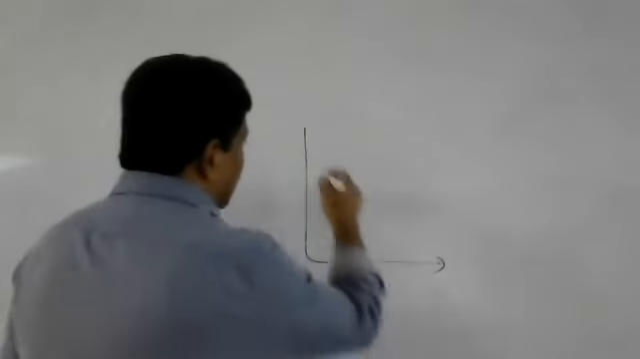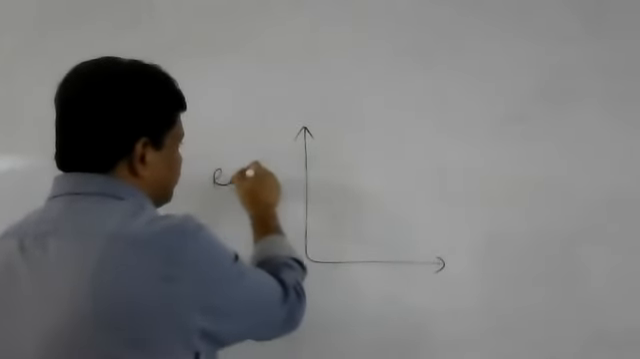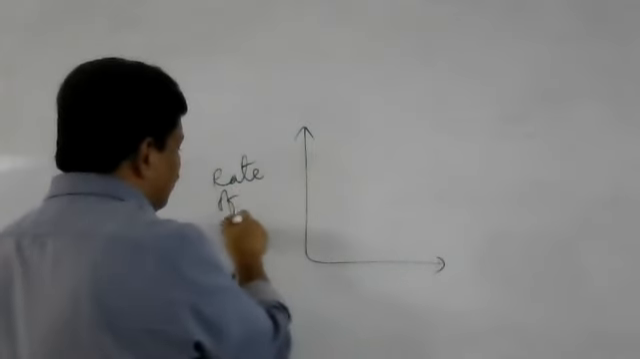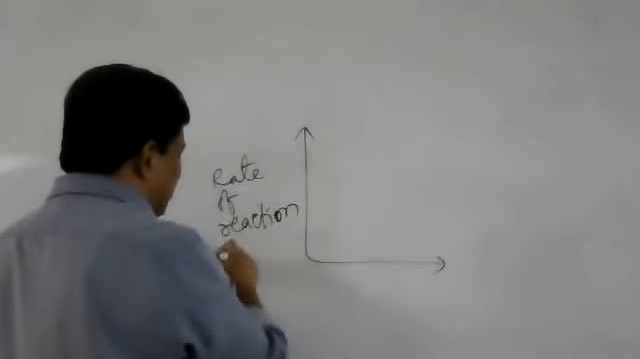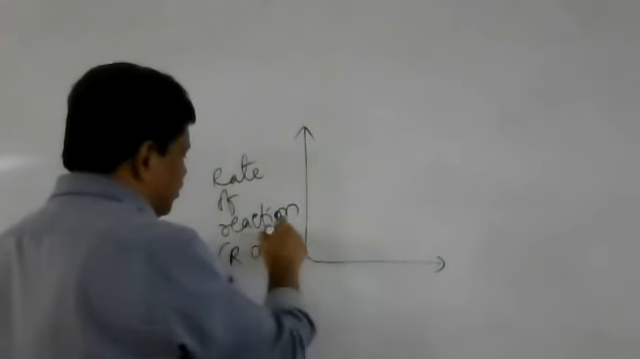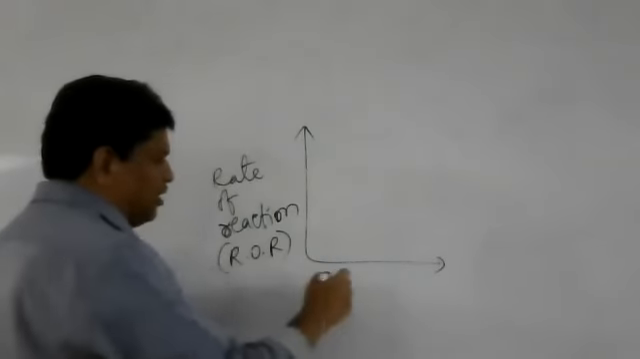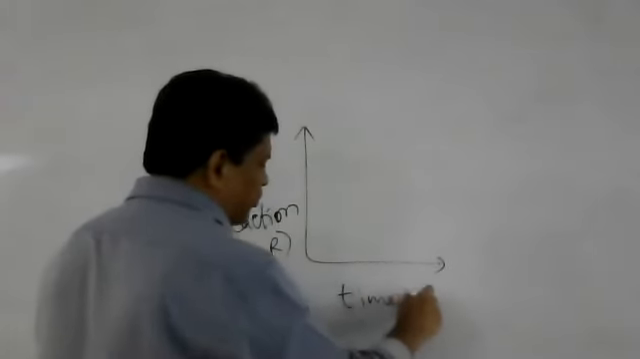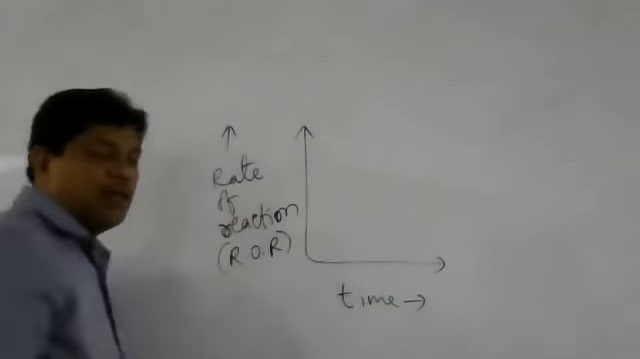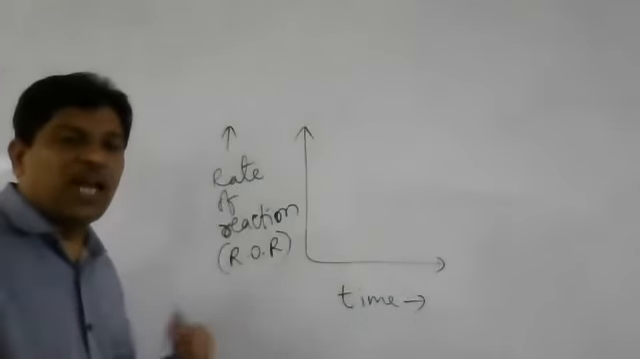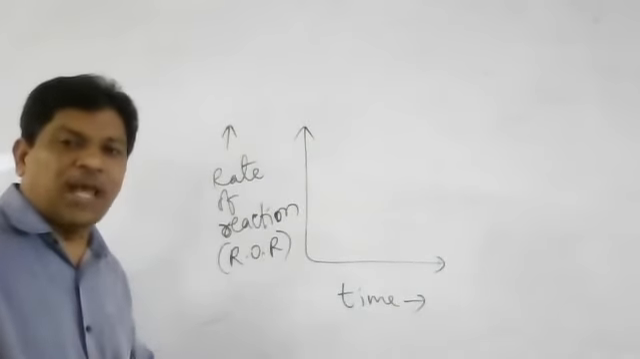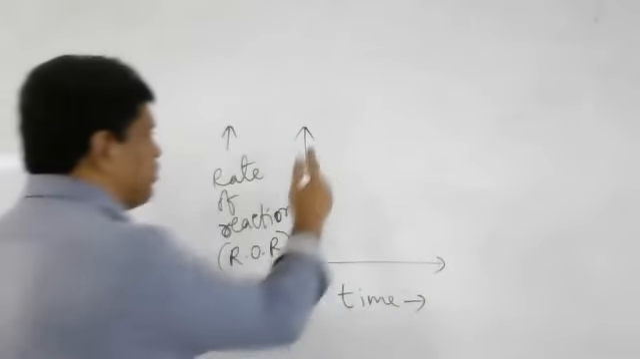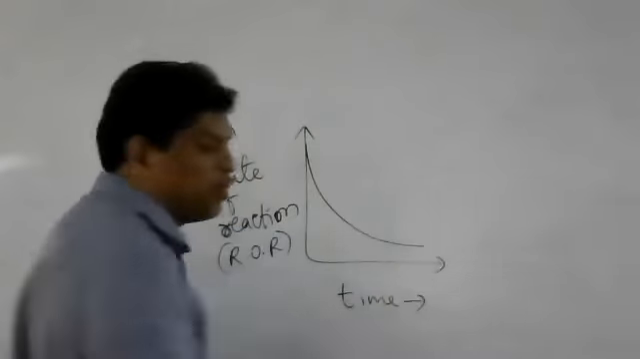Suppose you are asked to plot a graph of rate of reaction. Rate of reaction, short form we can write like this. Rate of reaction versus time. If you take rate of reaction versus time, what happens generally? Initially the rate of reaction will be greater. Slowly with time, the rate of reaction becomes less. That means time on the x-axis. Again, a hyperbolic curve we get.